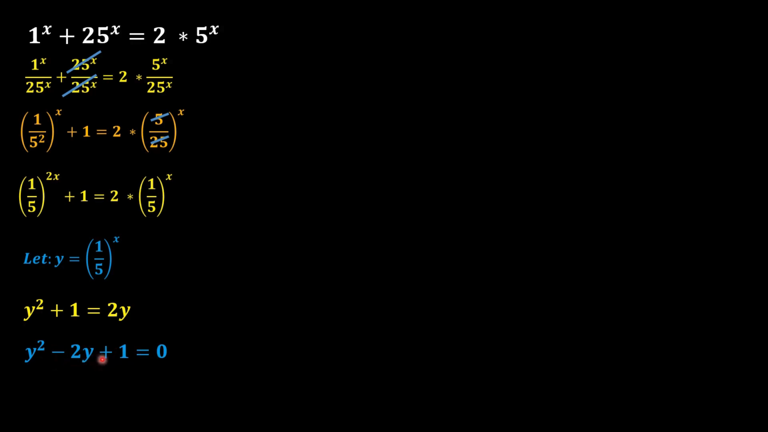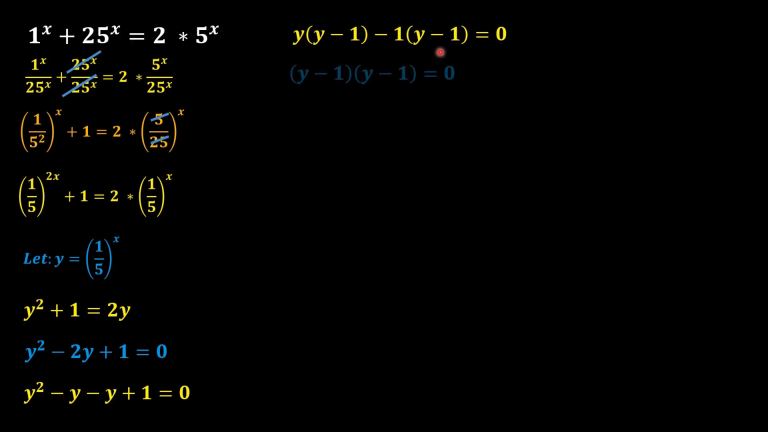So we should factorize this equation as y squared minus y minus y plus 1 equal to 0. Now we should take y common from the first two values. As a result, we should get y as a common value and y minus 1 as the remaining value. Now we should take minus 1 common from the other two values. As a result, we should get minus 1 as a common value and y minus 1 as the remaining value. Now we should take y minus 1 common from the entire equation. As a result, we should get y minus 1 as a common value and y minus 1 as the remaining value, equal to 0.